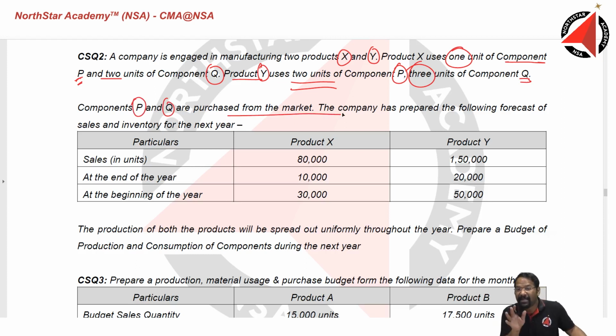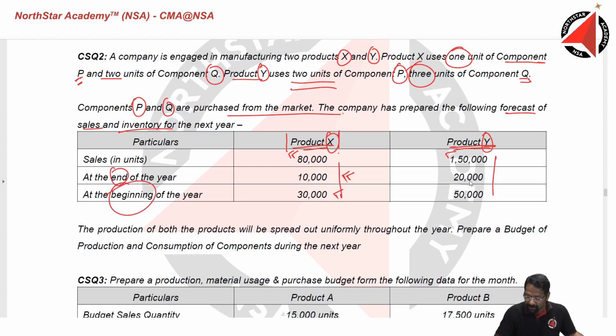The company has prepared the following forecast of sales and inventory. So the company has forecasted that it will be able to sell 80,000 units of product X and 150,000 units of product Y. Remember, the heading is product, so these details are for product X, and these details are for product Y. At the end of the year, 10,000 units will be there, and at the beginning of the year, 30,000 units. Here at the end of the year, 20,000, and at the beginning of the year, 50,000.